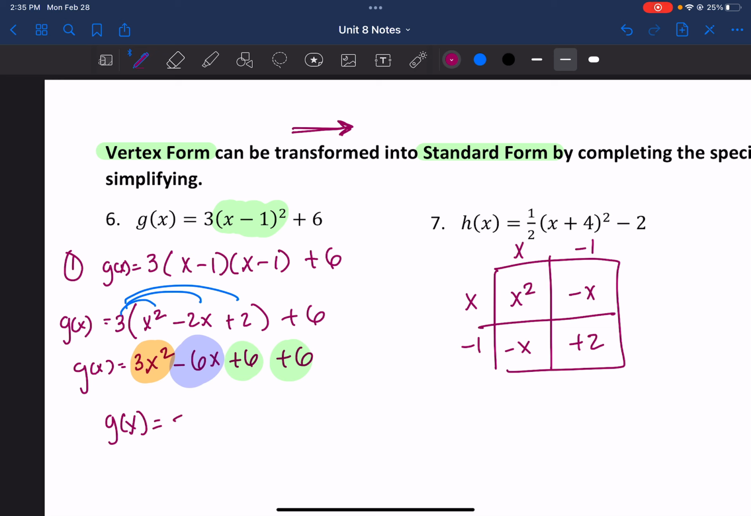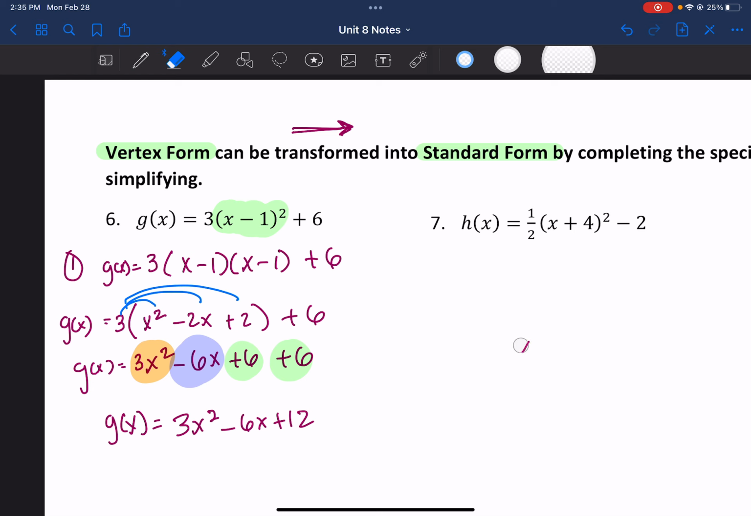So my standard form is 3x squared minus 6x plus 9. And that's it. Wasn't too bad. A little easy. All right, let's go ahead and do one more.